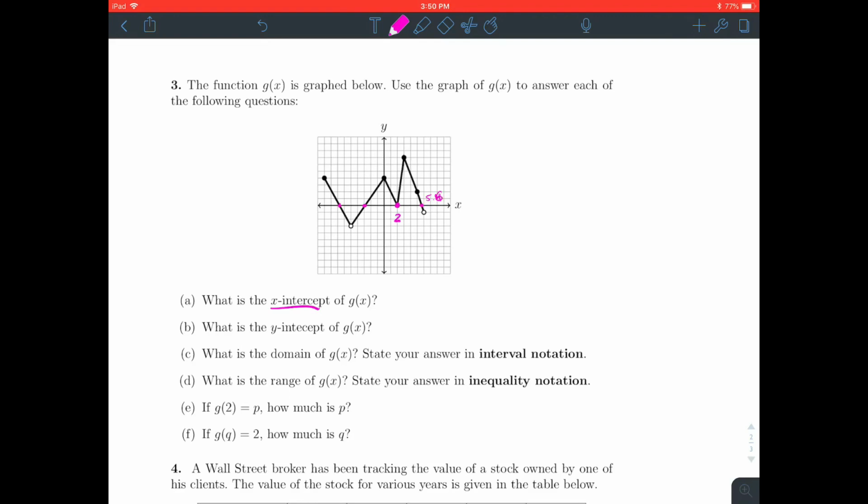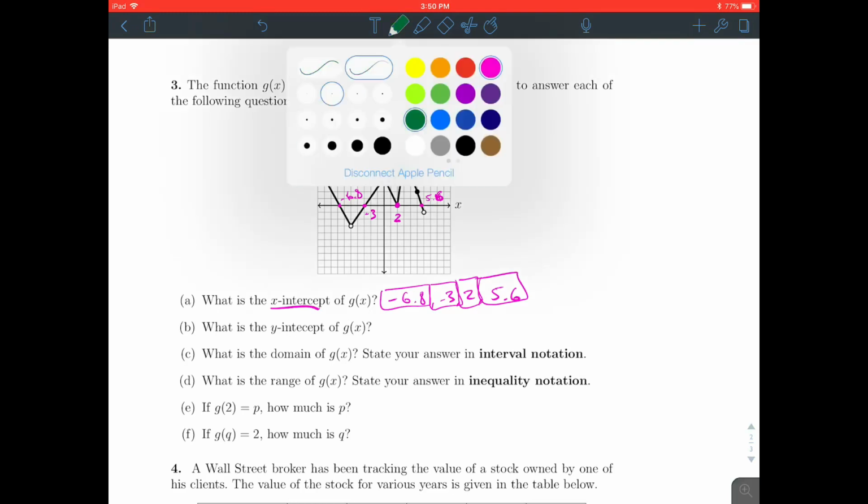So this looks like something like 5.6 maybe. I'm just estimating. This looks like negative 3. This looks like negative 6.8. So I know a couple of those are decimals, which isn't great. But I guess I didn't think about those while I was writing the problem. But now that it's there, we want to include all of the x-intercepts. So we have 1, 2, 3, 4 of them.